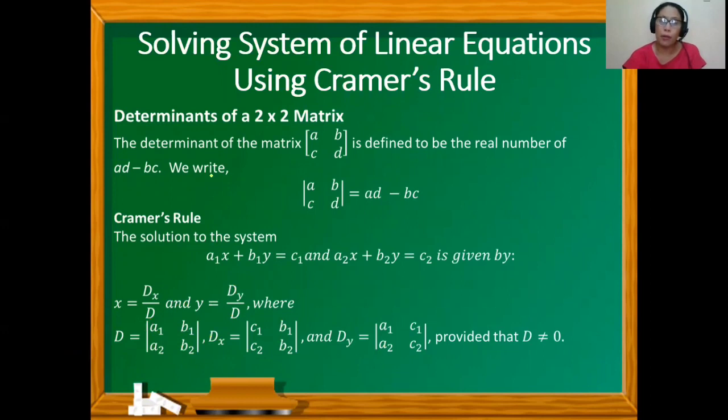The manner how we calculate D is the same way we calculate D sub x and D sub y. This is like we get the difference on the cross product of the two. For D sub x, this is c sub 1 times b sub 2 minus b sub 1 times c sub 2, as well as D sub y, which is equal to a sub 1 times c sub 2 minus c sub 1 times a sub 2. Now, D must not be equal to 0, otherwise we'll come up with an undefined value.